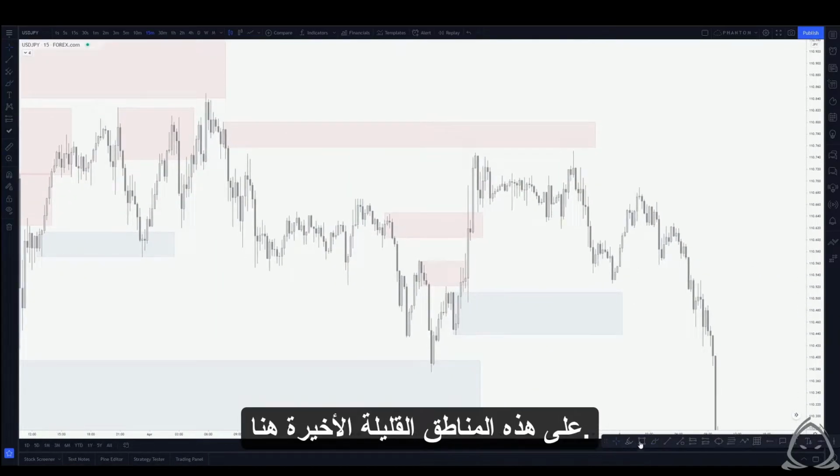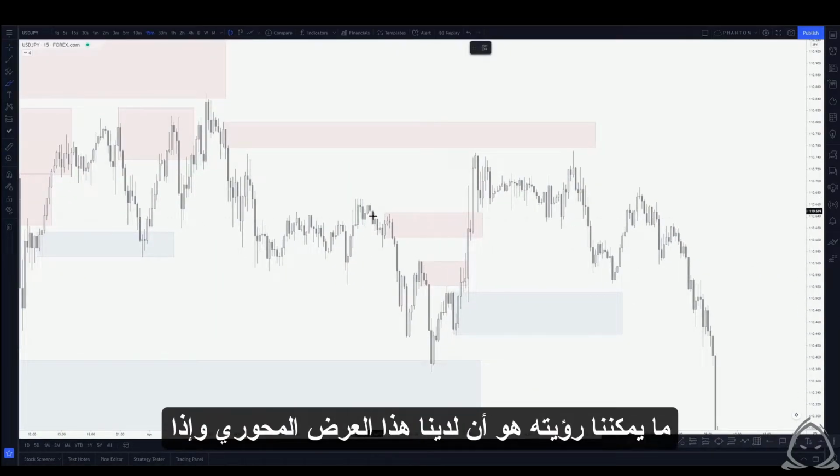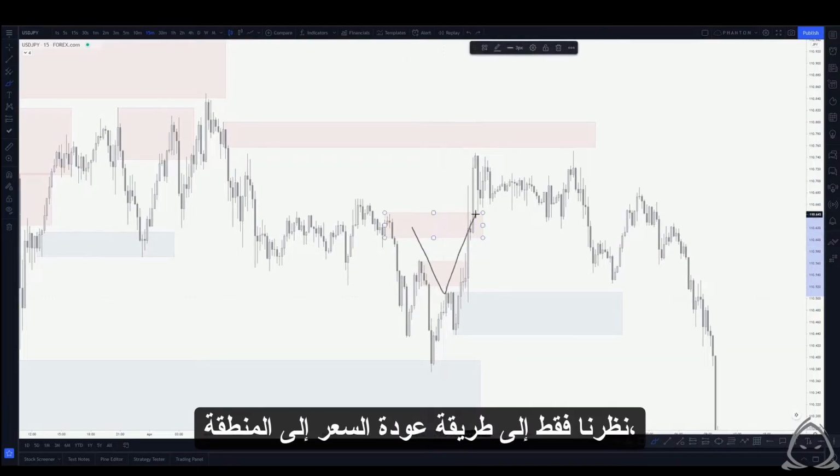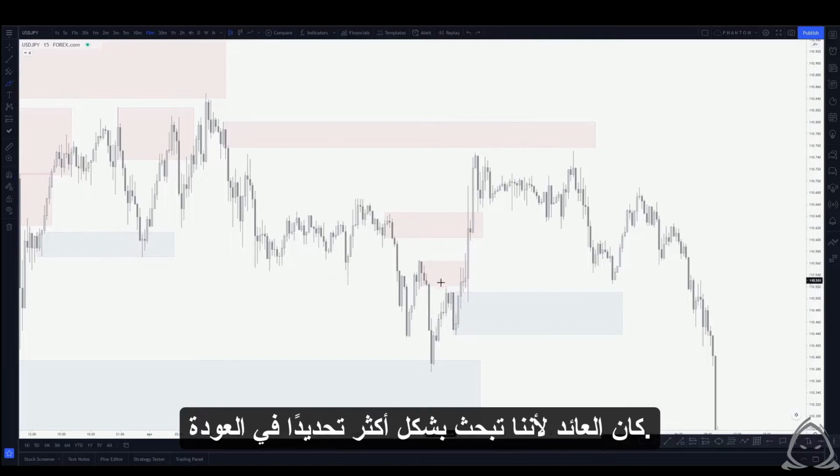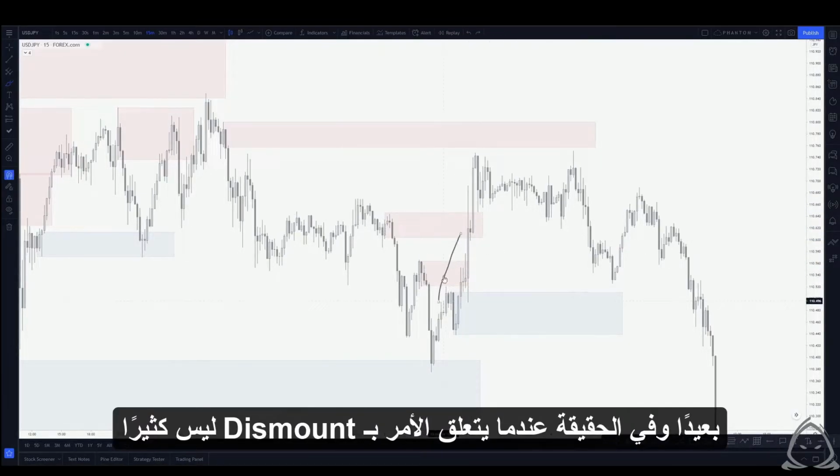And then we'll just look at these last few zones here. What we can see is we had this pivot supply. And if we just look at the way price returned back to the zone, it was a V return, because we're looking more specifically at the return, not so much the dismount away.